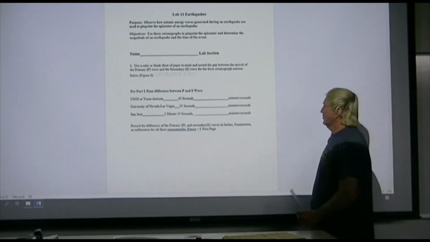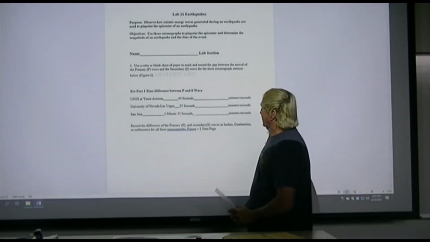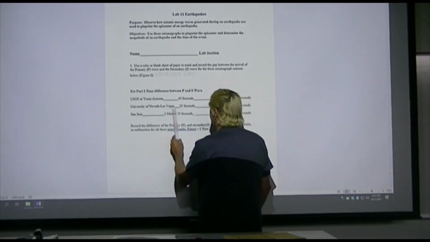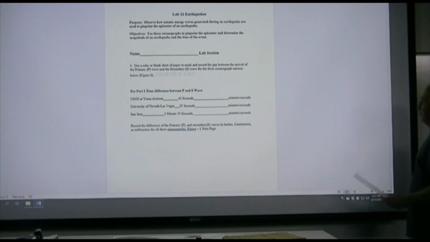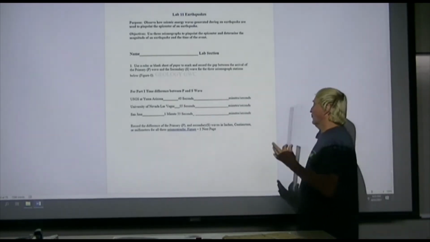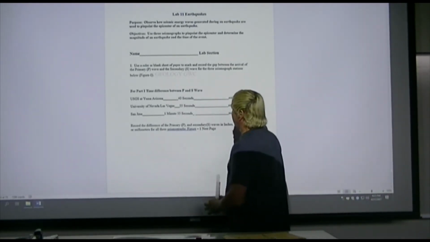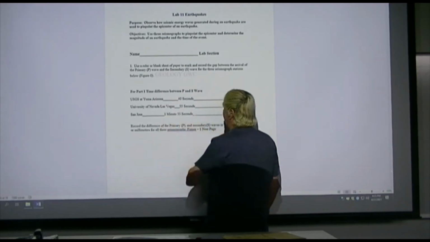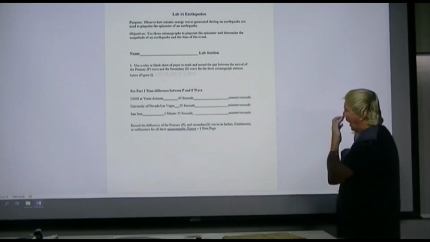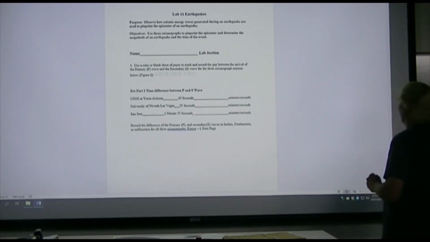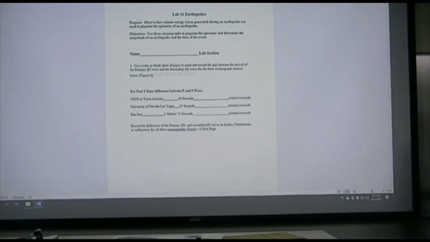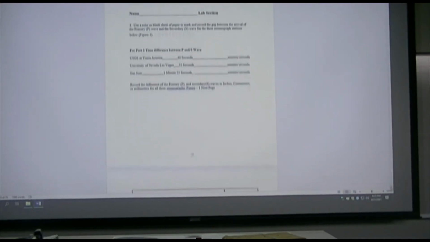So record these numbers on your lab manual. For the University of Nevada, Las Vegas, it is 55 seconds. And San Jose, which is the seismograph that is furthest away from the epicenter, is 1 minute, 55 seconds. Once we have this information, we can move forward and start to determine how far these seismographs are from the earthquake epicenter.